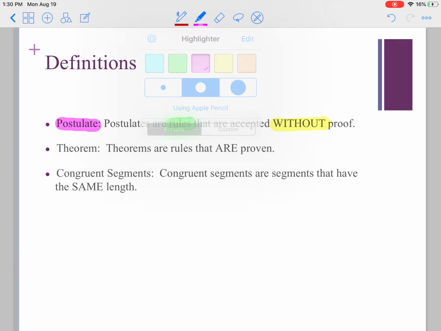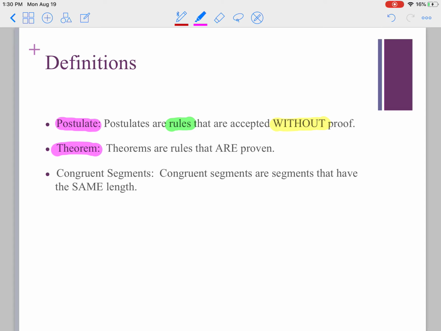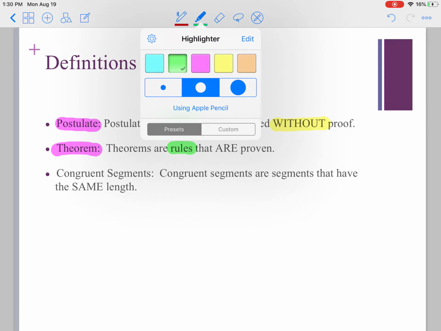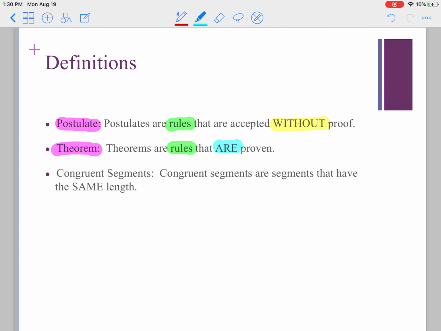On the other hand, we have a theorem. And a theorem is also a rule. So it is also a rule. But these rules are proven. You have to show why it is true, why we can use that rule. It's not something that is immediately apparent. It is something that you may have to go through a couple of steps to say, okay, this works. And not only does it work in one case, it works in every single instance that we can show for this particular theorem. Now, you will experience both postulates and theorems throughout geometry.